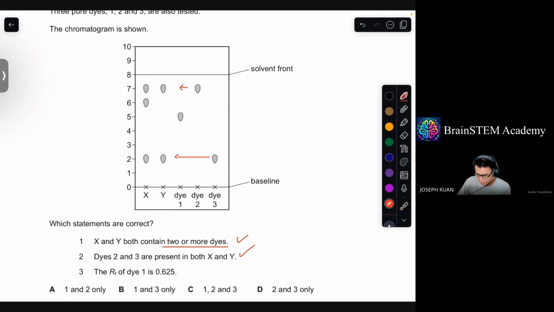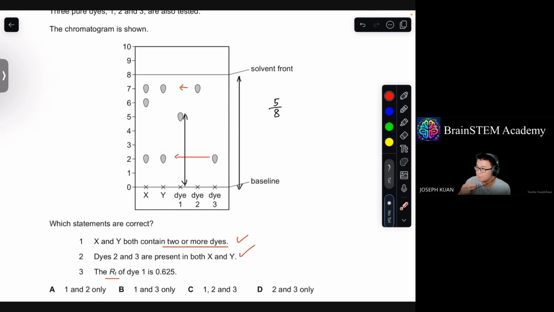3, the RF of dye 1 is 0.625. Let's check that out. So what's the retention factor of dye 1? As you can see, what's the fraction here? So always imagine this as a fraction. The baseline to the solvent front, and then also how far did the dye travel. So it is traveling 5 units out of 8 units, you see? Right, 5 units out of 8 units. So the retention factor is 5 out of 8.